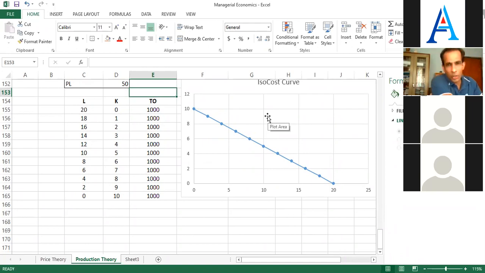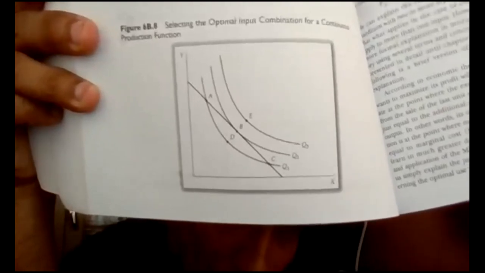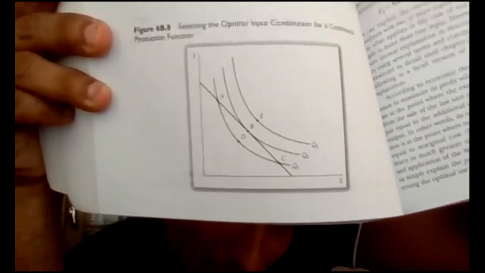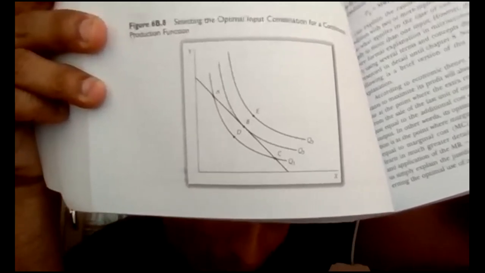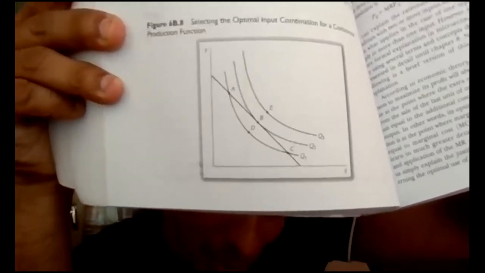I think you may have your textbook with you, right? So there, if you refer to page number 230, you will see a graph like this. I think you can see it on the screen. Okay, I will share it. So here you can see a graph like this, right? In this graph, there are several isoquant curves.